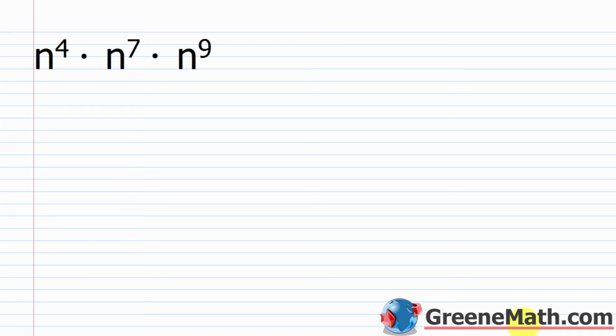All right, for the next one, we have n to the 4th power times n to the 7th power times n to the 9th power. So keep the base the same, which is n, and then just add the exponents. So 4 plus 7 is 11, and then 11 plus 9 is 20. So this would be n to the 20th power.